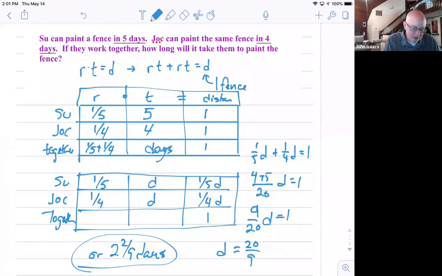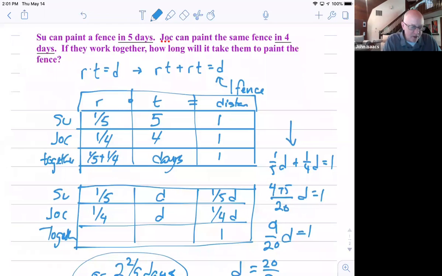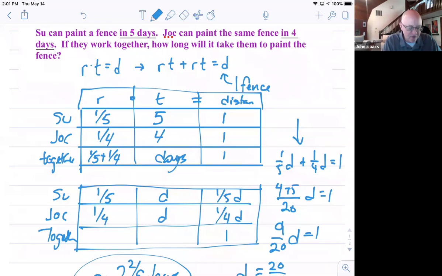All right, so take a look back at that. We wound up getting this equation with these rates 1/5 and 1/4 because Sue can paint the whole fence in 5 days. It's presented a little differently than we're used to, but she can paint 1/5 of the fence per day. It doesn't tell you that in the word problem in those words, but you've got to get down to a unit rate in order to work these problems. They really do work just like rate times time equals distance. They're just presented a very, very different way.